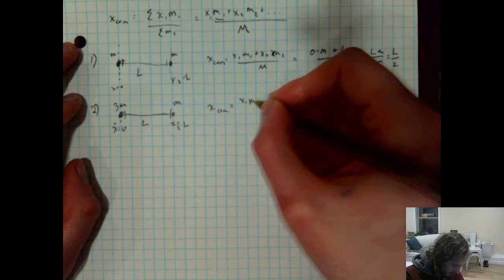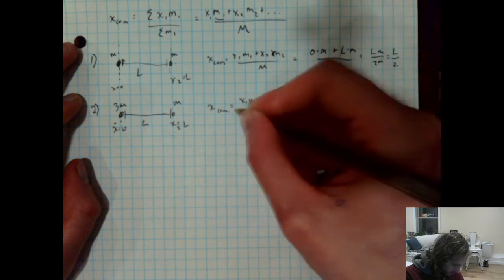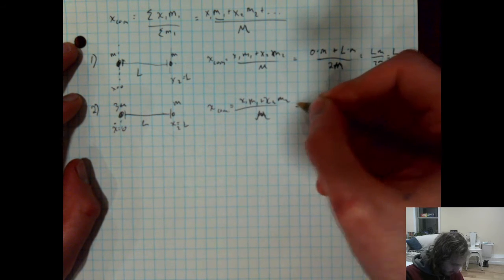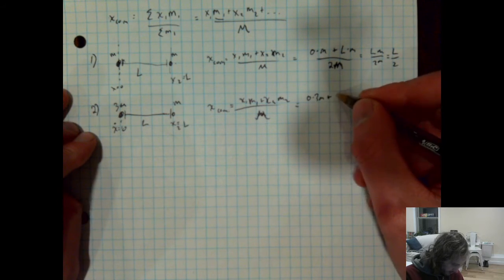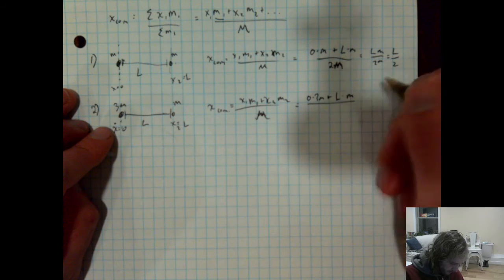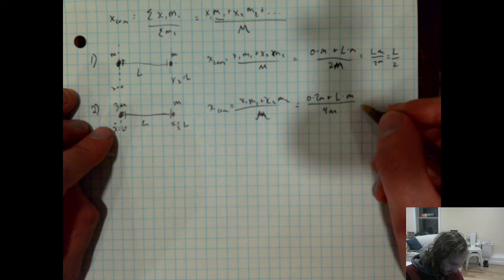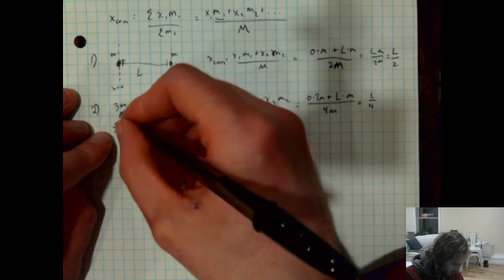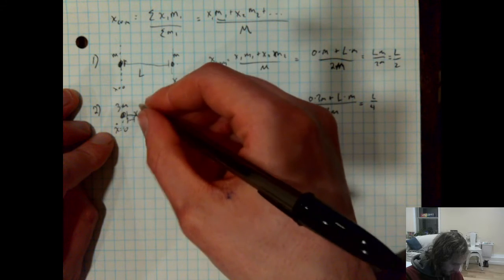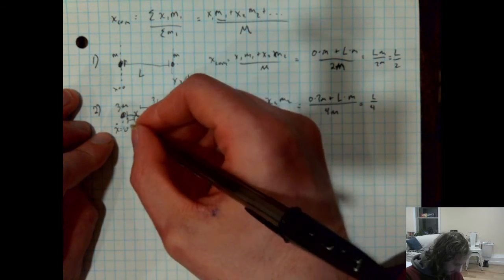Doing out the same equation, we'll get x1 m1 plus x2 m2 divided by m, total mass, and this time we'll get 0 times 3m plus L times just 1m, and we're dividing that by a total mass of 4m. That'll give us out L over 4 as our location, and we are 1/4 of the way along, so one of the fourths is here, 3 of the fourths are here, and so our distance ratio is flipped from our mass ratio.